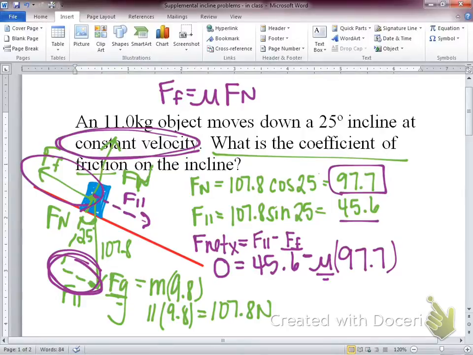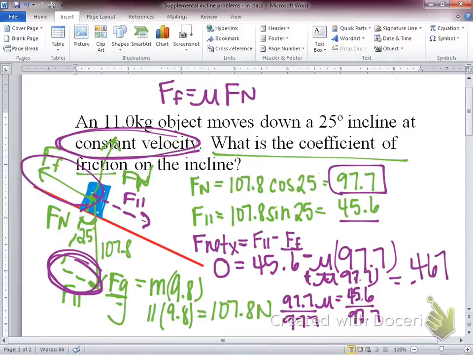We can add that whole term to the other side and get 97.7 times mu equals 45.6. All I did was add this whole term to the other side. And then to solve for mu, I divide by 97.7. Does this coefficient of friction fall within our general range? Typically what do we want our coefficient of friction to be between? 0 and 1. Sometimes it'll hedge over 1 a little bit, but for the most part it stays between 0 and 1.